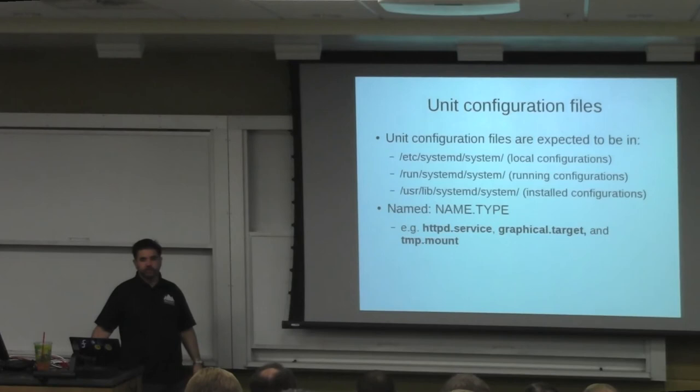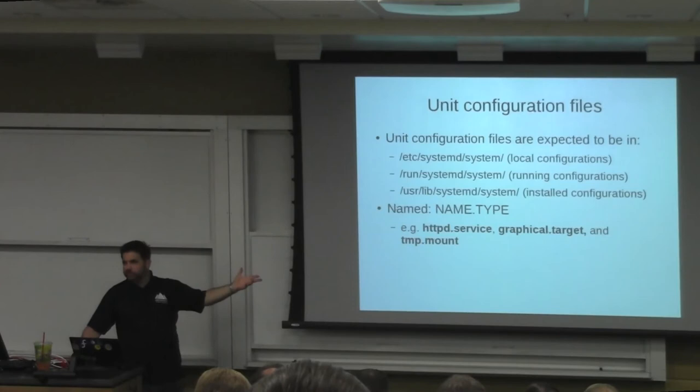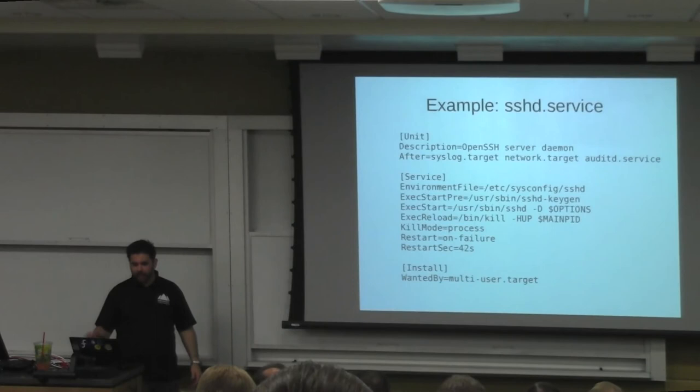Those unit files are pretty simple in terms of how they're named. It's just the name followed by the type of unit they are. So httpd.service, samba.service, tmp.mount, and graphical.target. Let's look at one. Here is an sshd service file.